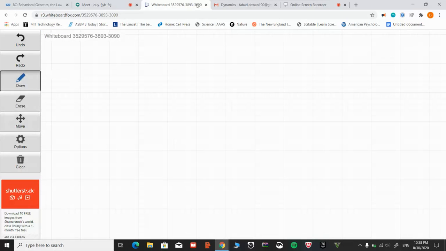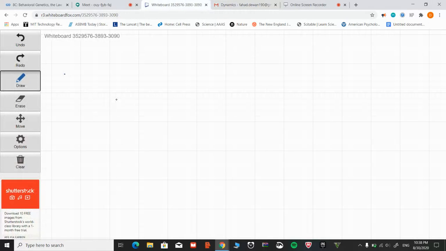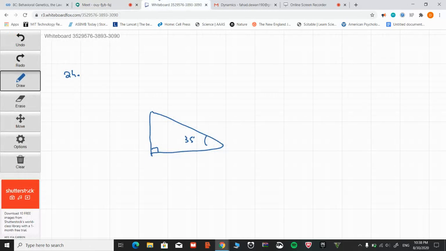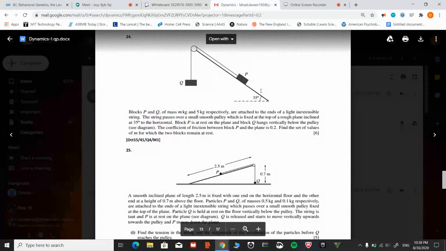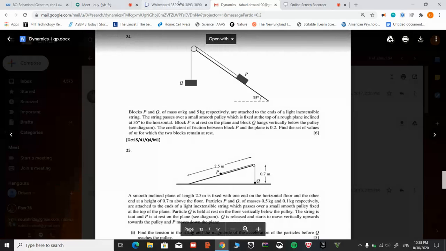So let me first draw this diagram. This is winter 15, question 24 of the worksheet. So we have a 35-degree incline here, and particle P and particle Q. P has m kg of mass.